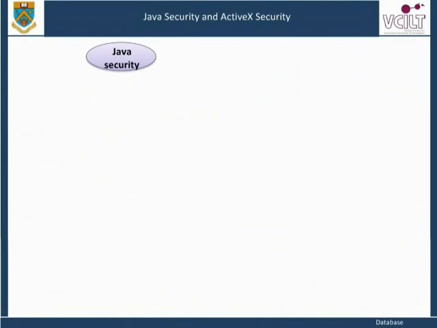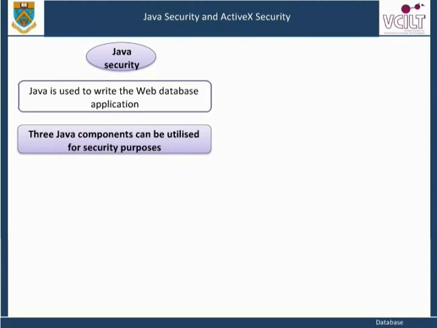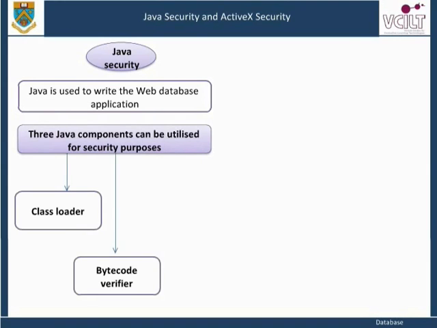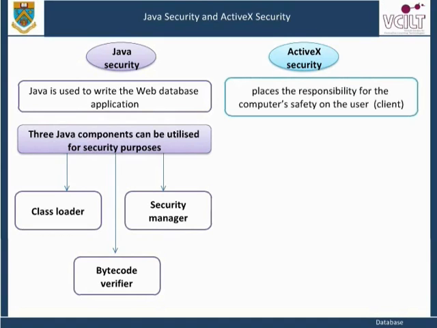Java security. If Java is used to write the web database application, then many security measures can be implemented within Java. Three Java components can be utilized for security purposes: the class loader, the bytecode verifier, and the security manager. ActiveX security. The ActiveX security model places the responsibility for the computer's safety on the user, the client.